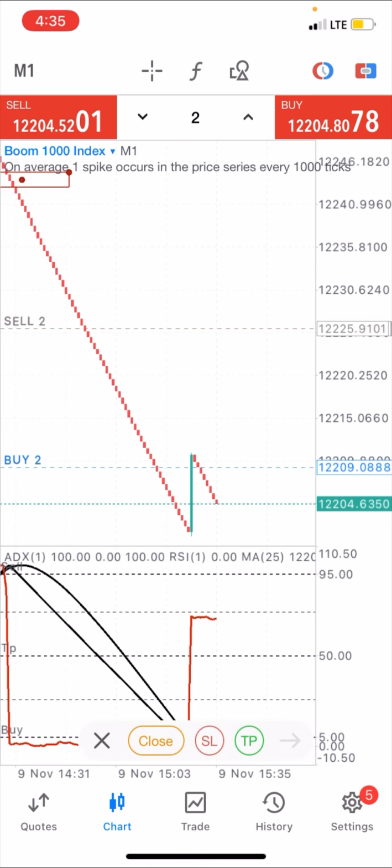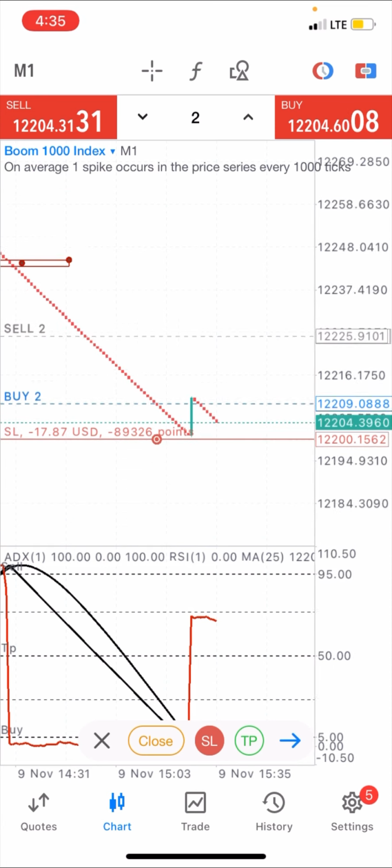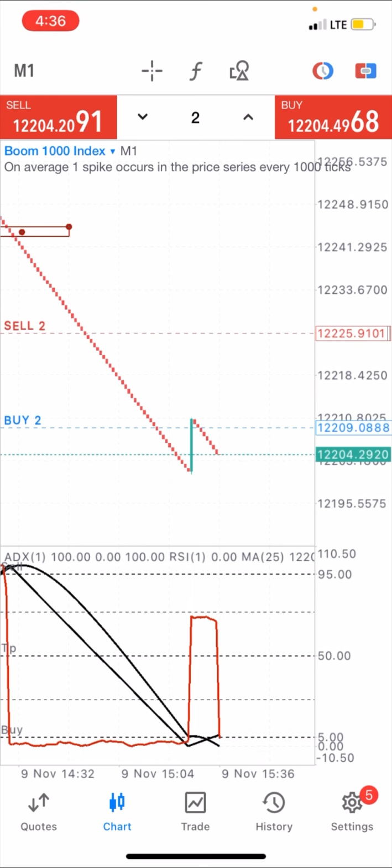Okay, so let me just quickly place an SL just right there. So you see, you should be able to catch spikes before price hits your SL. All right, before price hits your SL. So we just should understand this perfectly. Like I said, you don't want to just jump inside the market without having very good understanding of how this works.